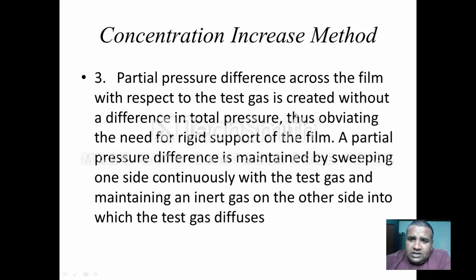Thus obviating the need for rigid support of the film. A partial pressure difference is maintained by sweeping one side continuously with the test gas and maintaining an inert gas on the other side, into which the test gas diffuses. So what happens, we take a sample, on both sides the total pressure was the same. What we did, we manipulated the other side, in which we reduce the partial pressure simply by introducing another gas.